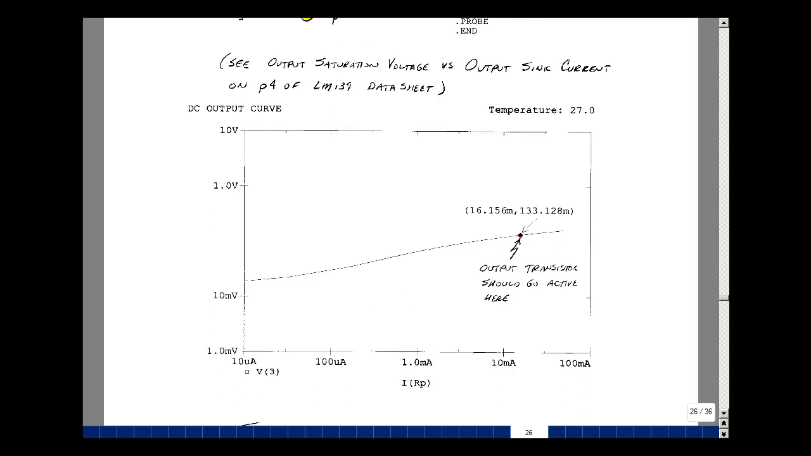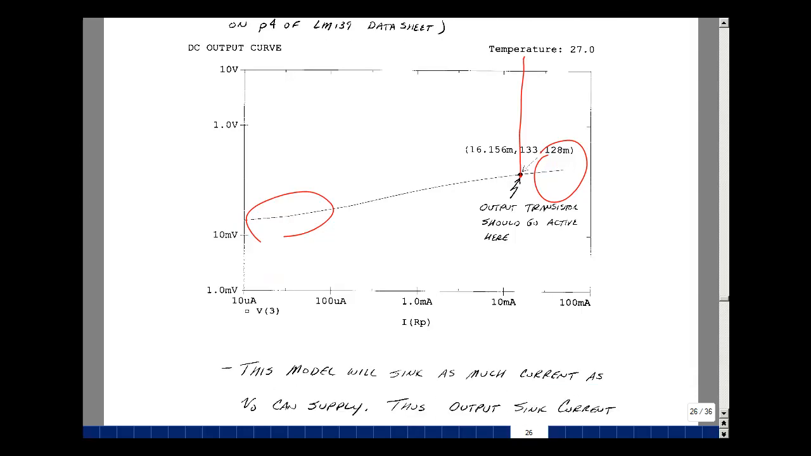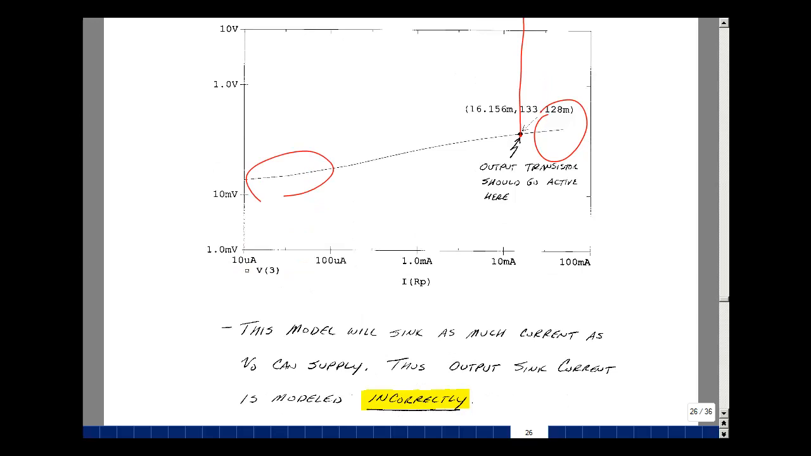And you can see the curve on a log scale for current versus voltage looks somewhat similar, although here it's not so great. But again, those are very small values. But when you get to this point of 16 milliamps, the transistor should go active, and you should go like that. The transistor can't go active. The model is set up so that it can't. And that's horrible. That's not a very good modeling technique. It will not sink current correctly if you go active. In fact, that transistor can never go active.